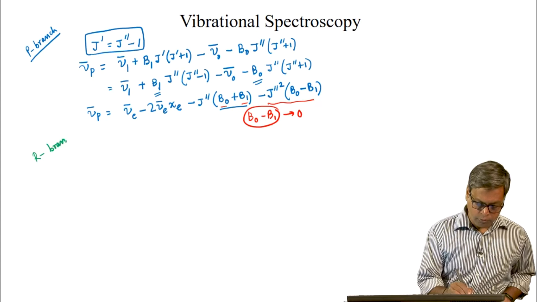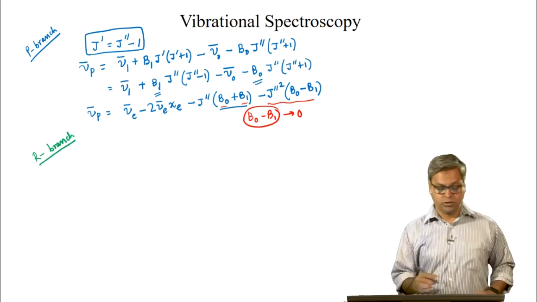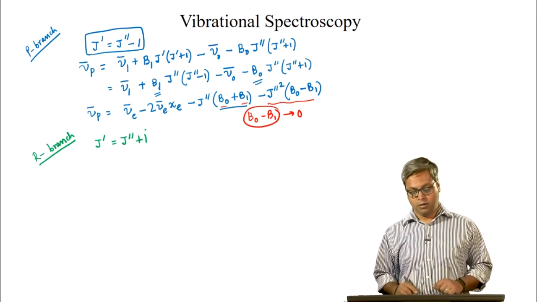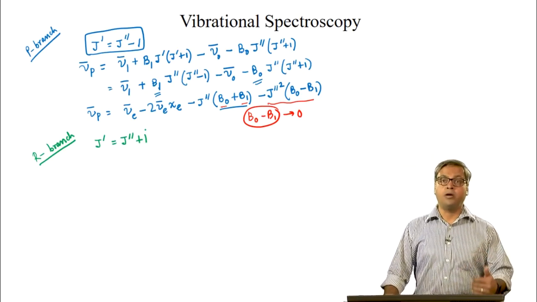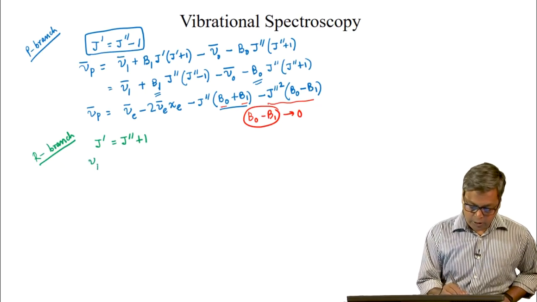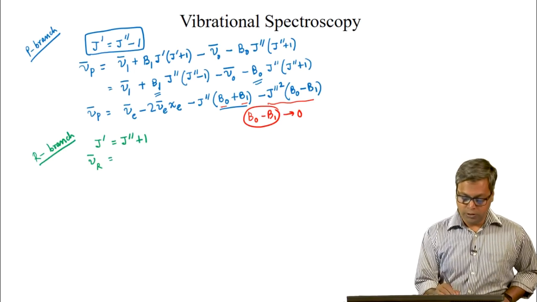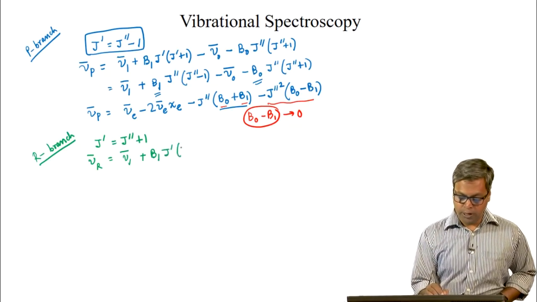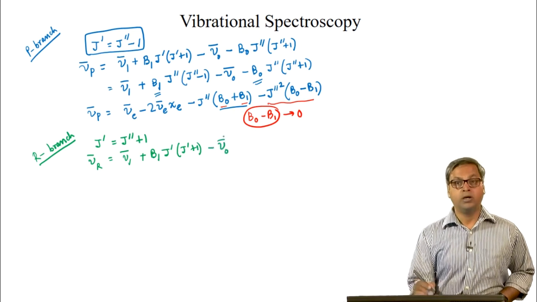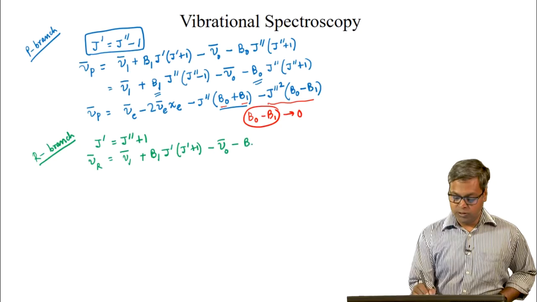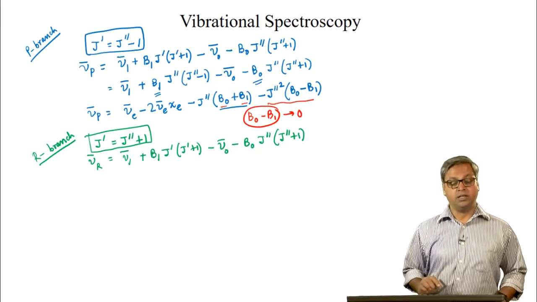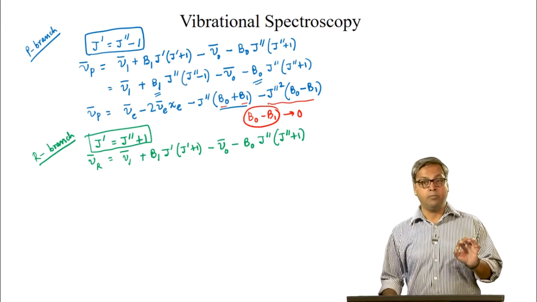So, we will now look into the R branch, and for the R branch, we know that J prime equals J double prime plus 1. So, the energy expression for the R branch would look like, we can write nu bar R equals nu bar 1 plus B 1 J prime times J prime plus 1 minus nu bar 0 minus B 0 J double prime times J double prime plus 1. But in this case, we will use this expression, that is J prime equals J double prime plus 1.